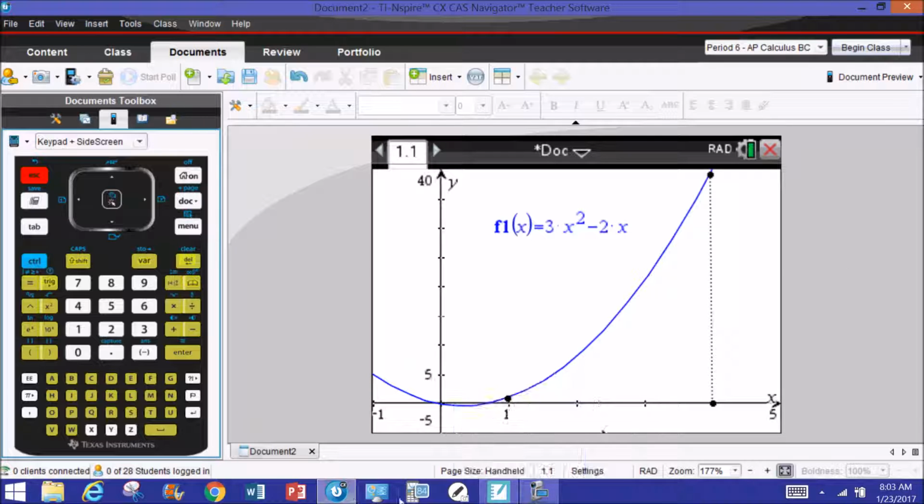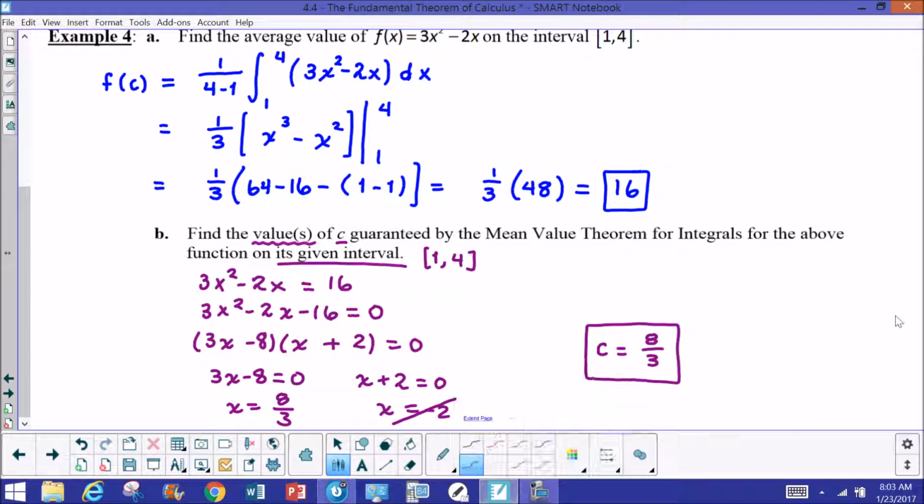But that's it. There's your first example of the average value of a function. Lots of problems that you can work with this particular concept in both the textbook and the notes.